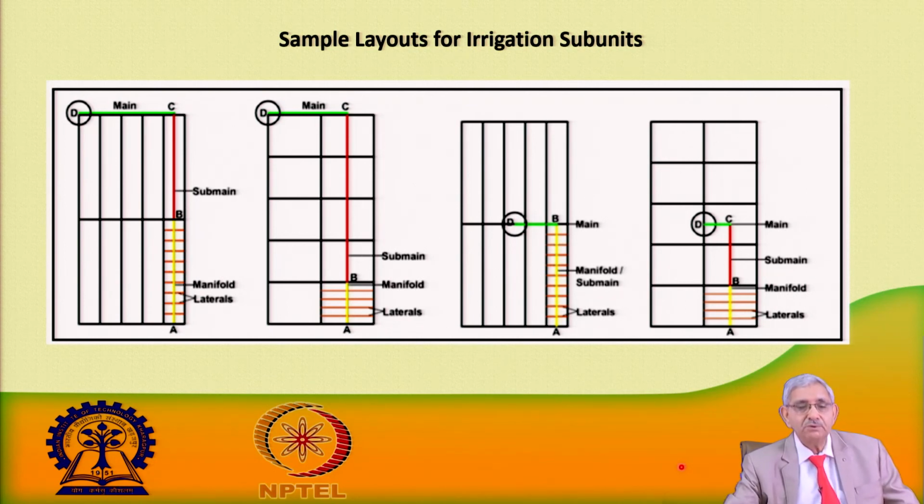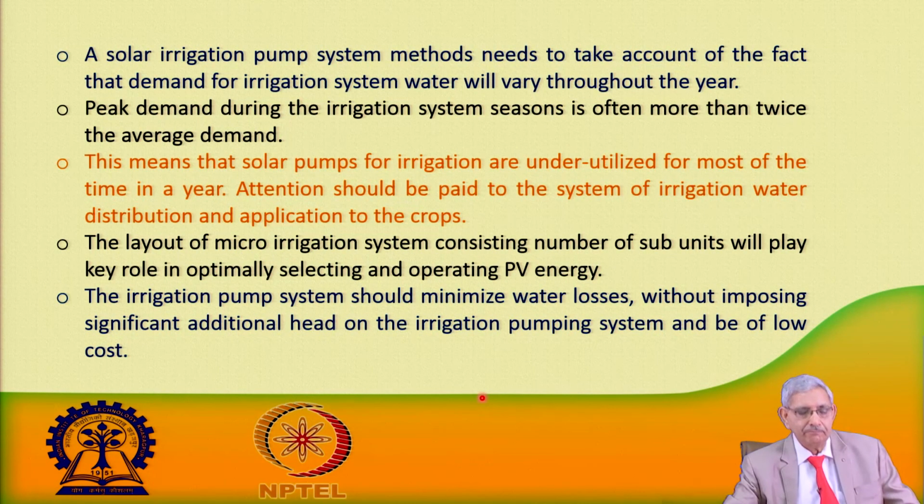The only thing that one has to see in all these layouts is that the head loss due to friction is minimum, and we are saving energy. That way we can select the minimum number of panels and economize the cost, and the pump will also be of lesser capacity and lesser horsepower. So, it will also be economical. There are several ways one can work out the economics part.